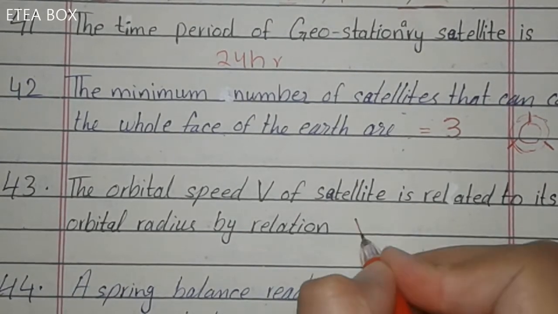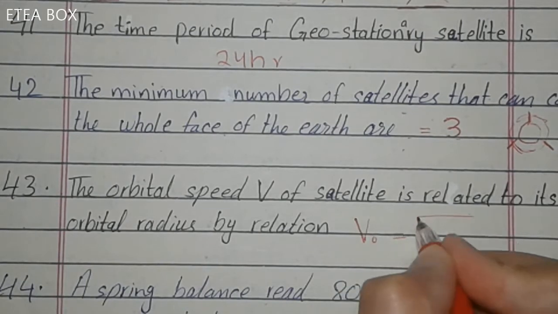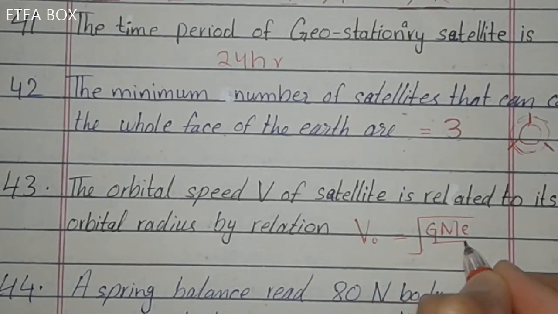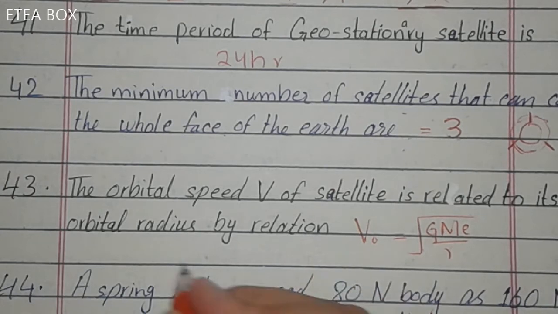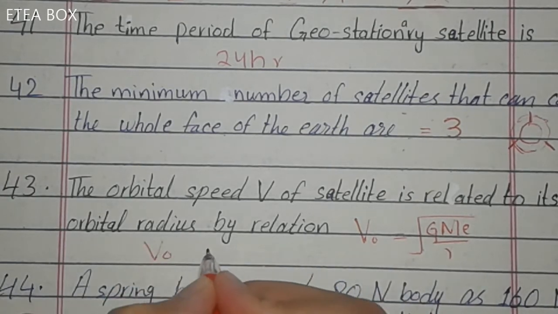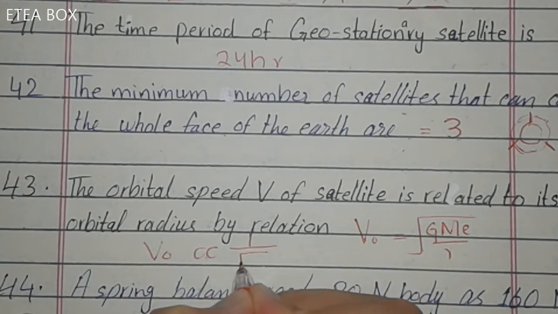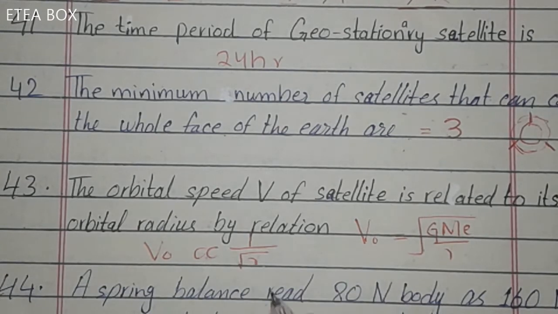Next one, the orbital speed v of the satellite is related to its orbital radius by relation. So we know that v0 is equal to under root GM_E divided by R. Okay, so the relationship between orbital speed and radius is inverse under root radius.